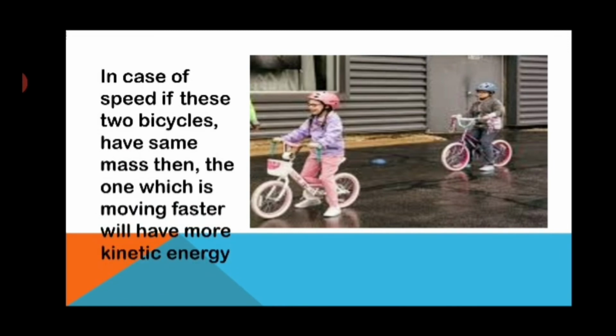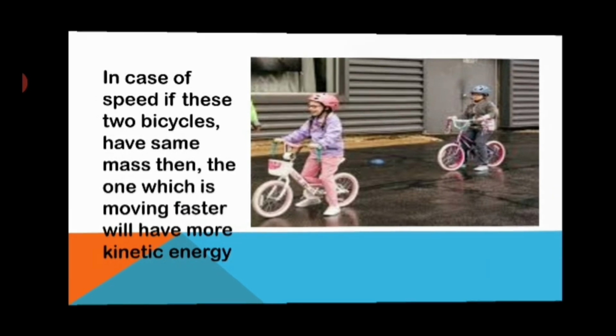Here you can see two bicycles of almost the same size. So the mass of these two will be the same. Then how will we know which one will have more kinetic energy? Let's see that. In case of speed, if these two bicycles have the same mass, then the one which is moving faster will have more kinetic energy. So the bicycle which is moving faster will have more kinetic energy.